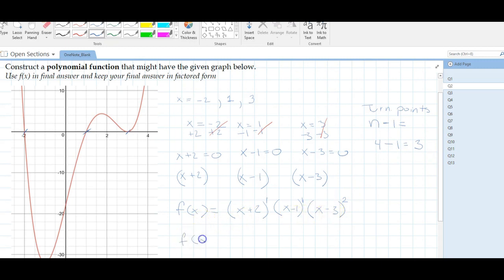So my final answer, just to clean it up a little bit, because we do not write the 1 as an exponent. So this will be your final answer.